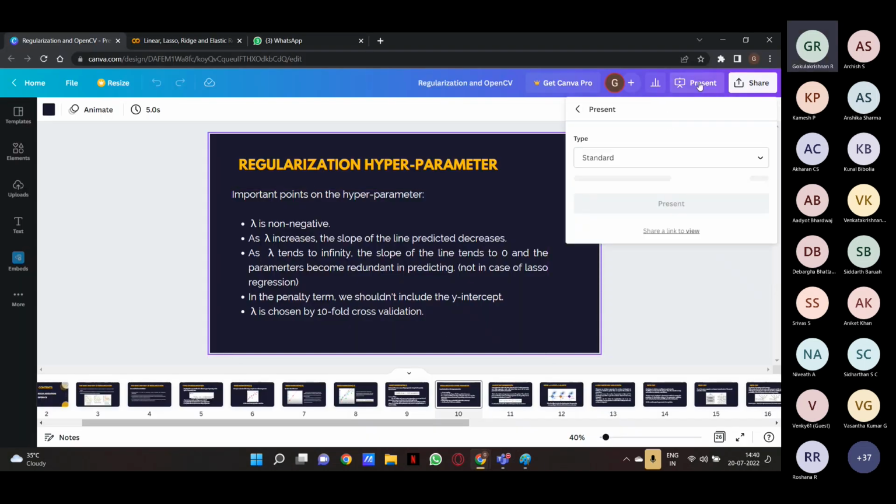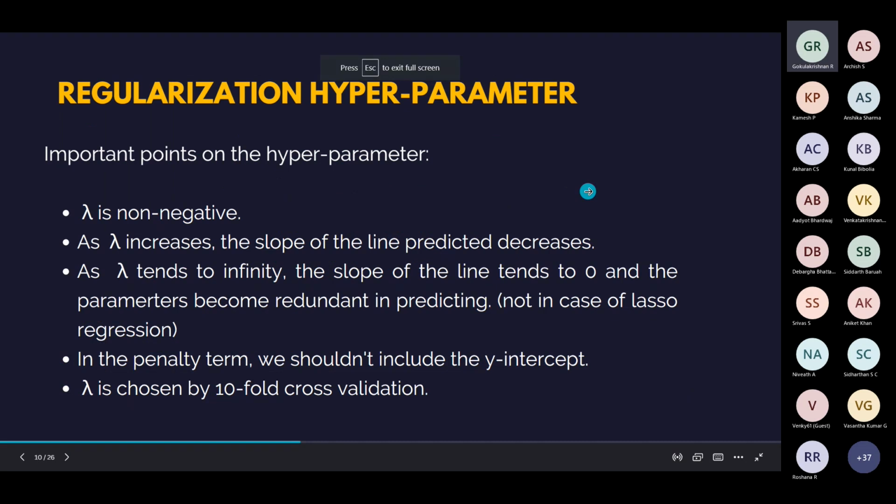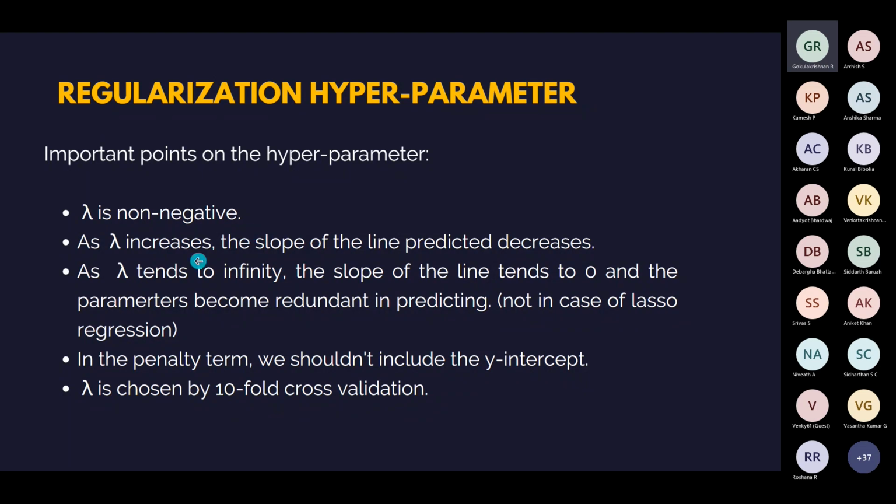Non-negative actually, it can be zero as well. Zero is the standard case, right? So as I mentioned, as lambda increases, the slope of the line which a model predicts decreases, right? That's pretty basic actually. You can easily derive it, I guess. And as lambda tends to infinity, the slope of the line tends to zero in case of ridge, right? Not in case of lasso, right? Okay, I guess that is fine.